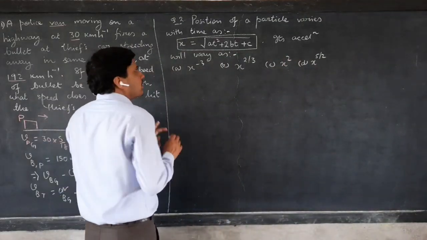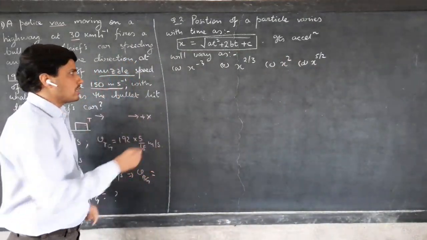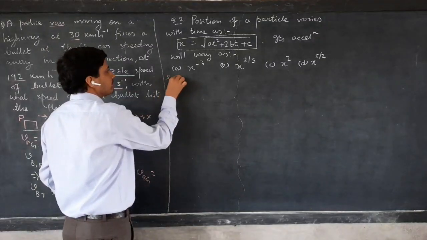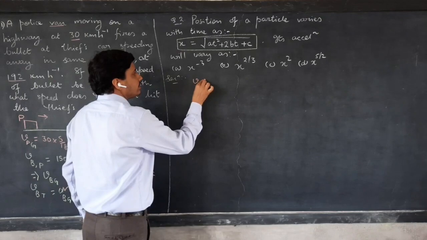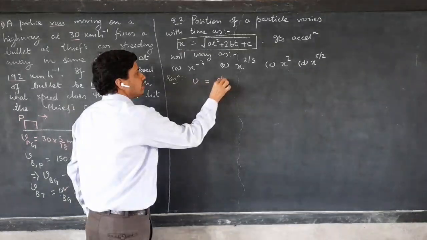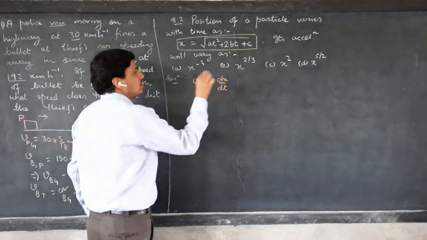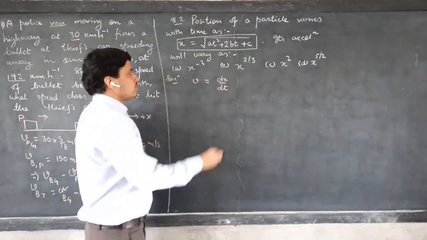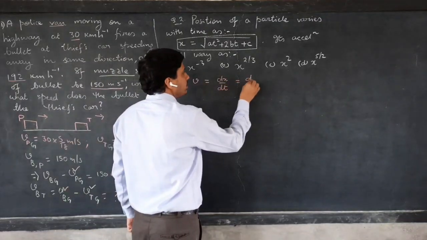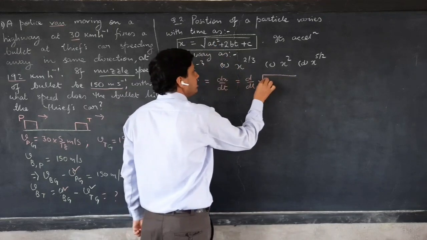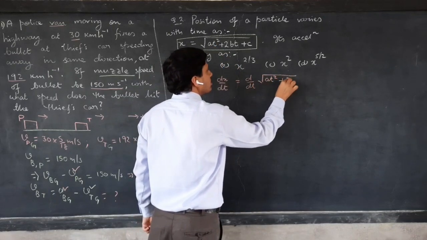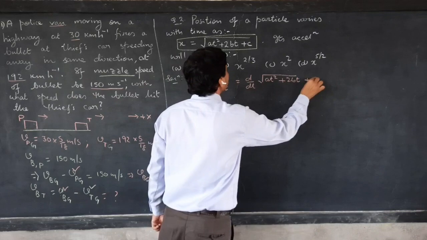So this is not a difficult question, but is a bit mathematical. Solution. X is given. First of all, we will find velocity using the formula dx by dt. So this becomes d by dt of under root at square plus 2bt plus c.